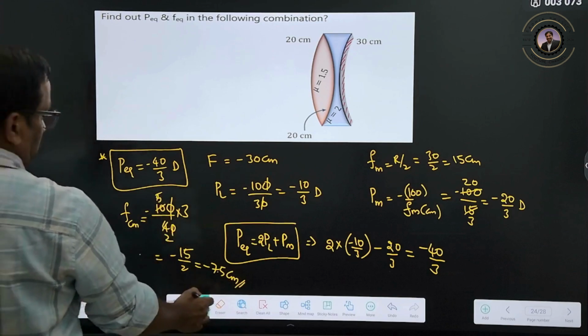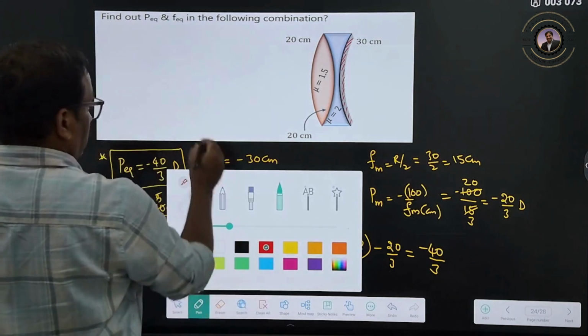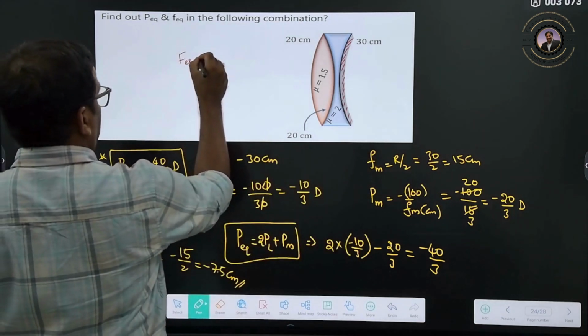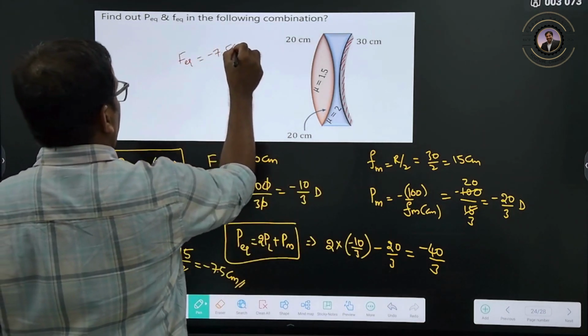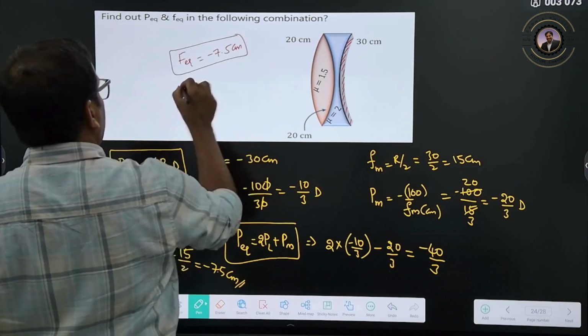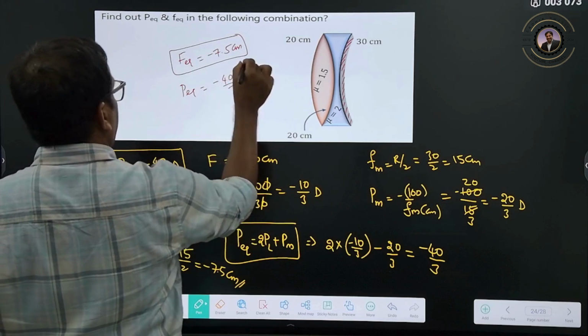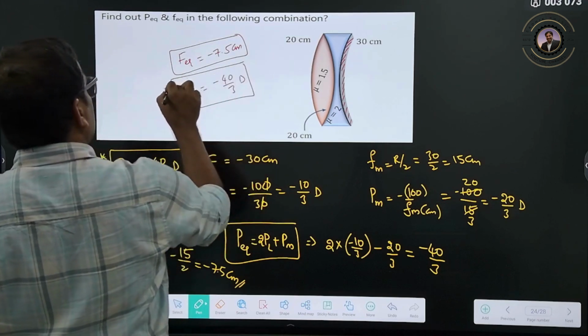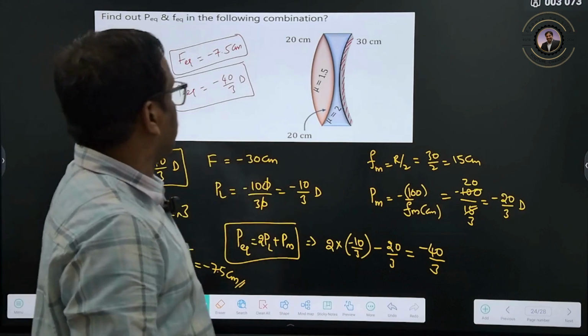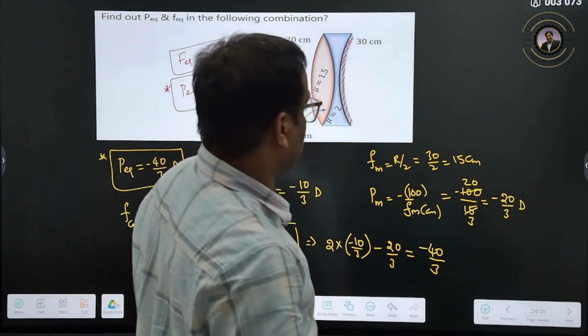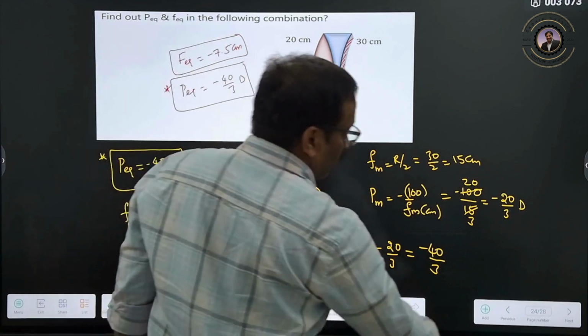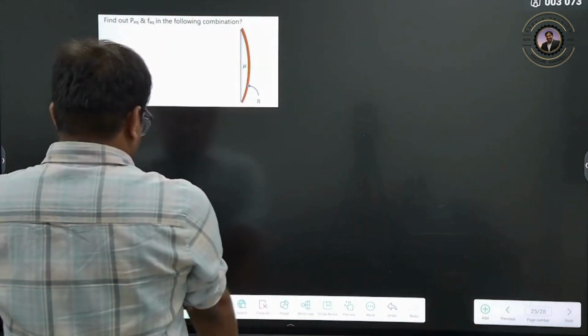The equivalent focal length of this, I got it as minus 7.5 centimeter. The equivalent power, I got it as 40 by 3 diopter. Clear? So this will be your mirroring and your dual lens now. Clear? Now let us see one more question.